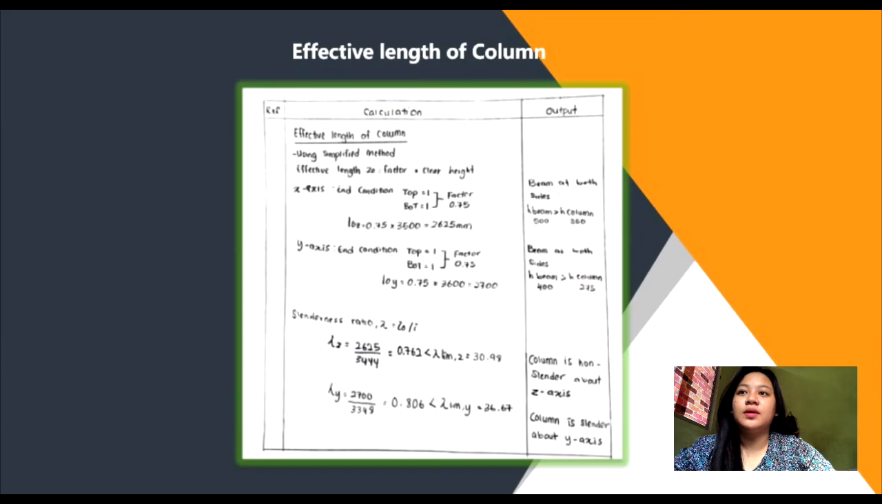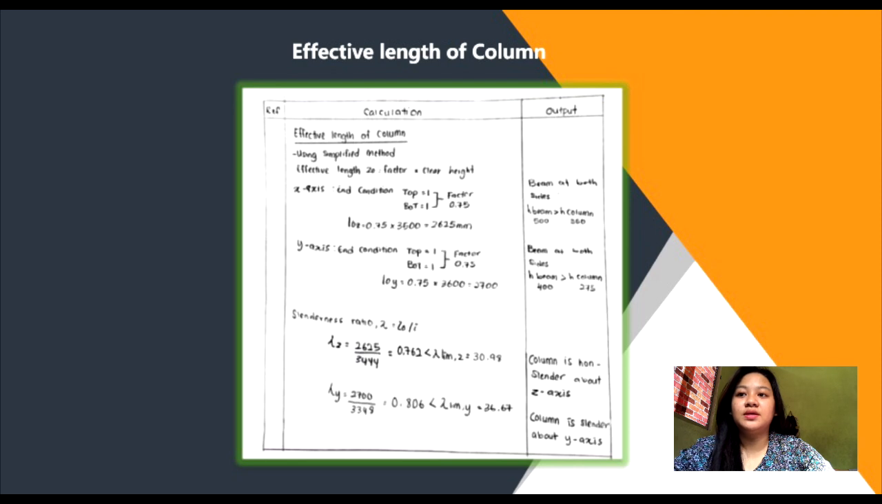Okay, we go back to the effective length of column using the simplified method, factor multiplied by clear height. So for Z we got 2625 and for Y we got 2700. For X, the beam at both sides is larger than the column, and Y is the same, the beam is larger than the column.